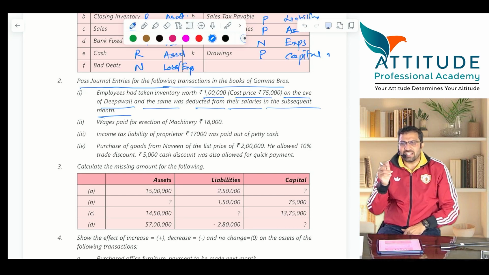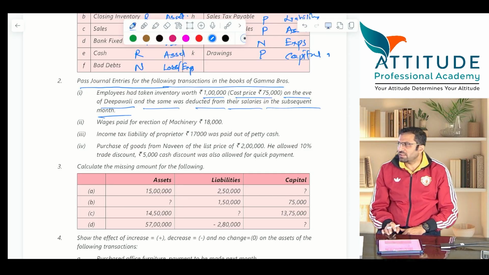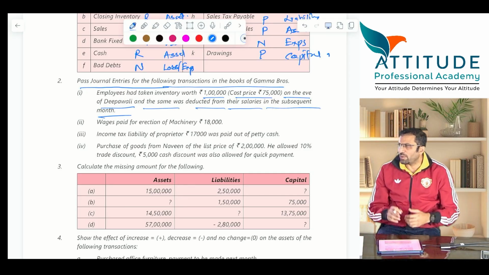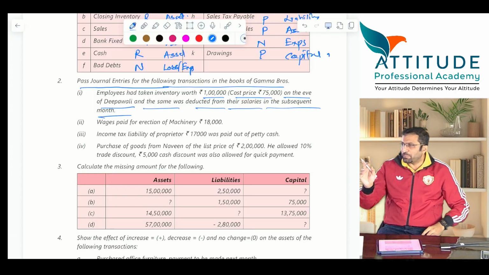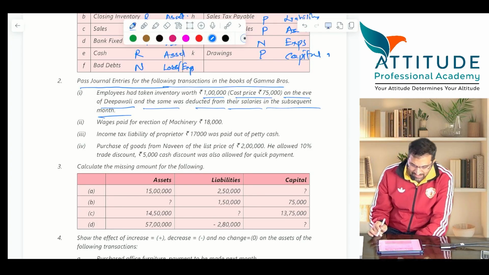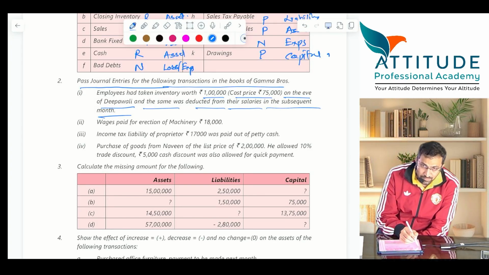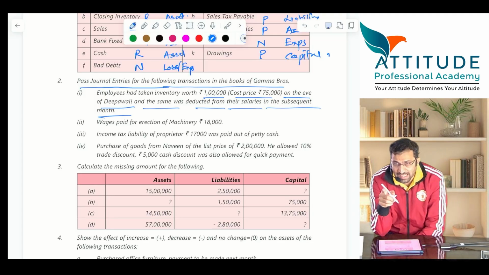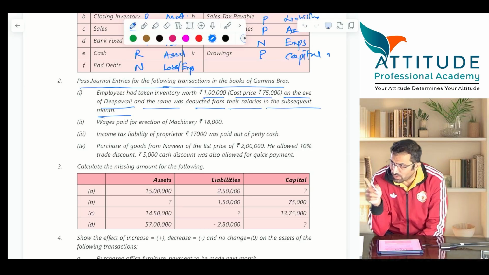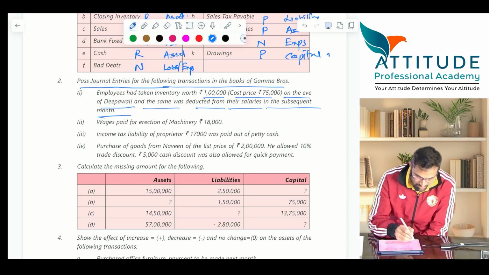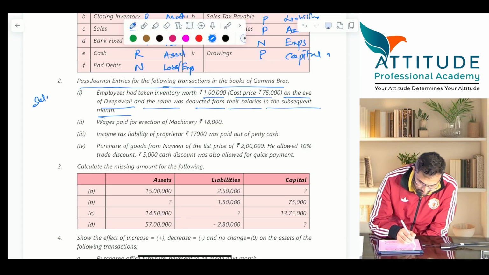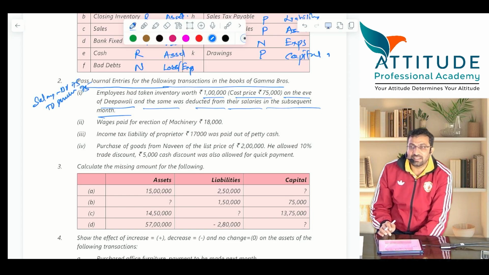Employees have taken the stock from your godown, I mean your shop, and the employee is saying adjust with my salary. Tell me the entry. Have you paid the salary in cash, or have you given them your goods? You have given the goods to your employee. Tell me the entry. Salary account debit to purchases. Very good. Amount 1 lakh or 75,000? It is valued at cost. It is not sales. Is that clear?